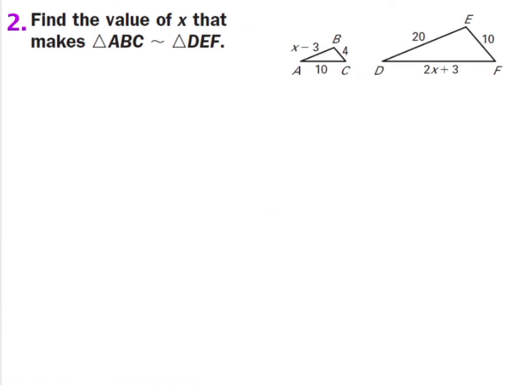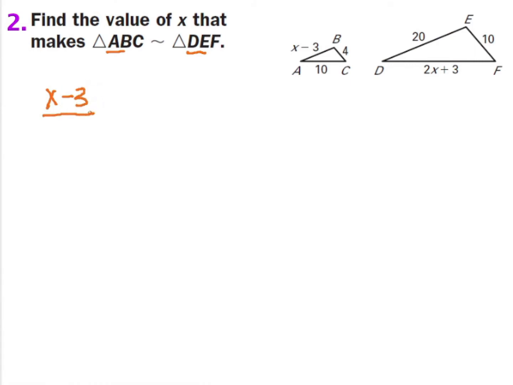Next example, find the value of x that makes these triangles similar. Well, if these triangles are going to be similar, we know their sides have to be proportional. And since they gave me the similarity statement, I won't have to think about shortest to shortest, longest to longest, because they've already given me the correspondence. I know that I'll match my AB with my DE. Let's start setting that up.